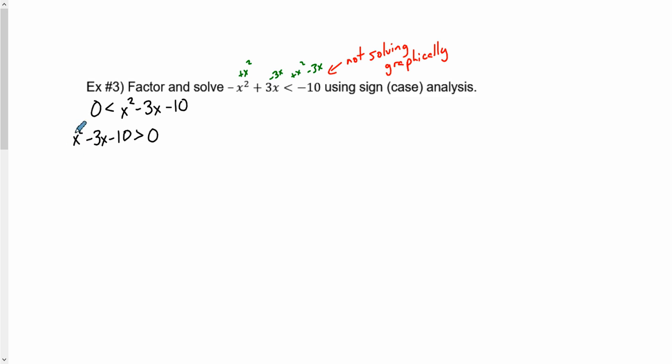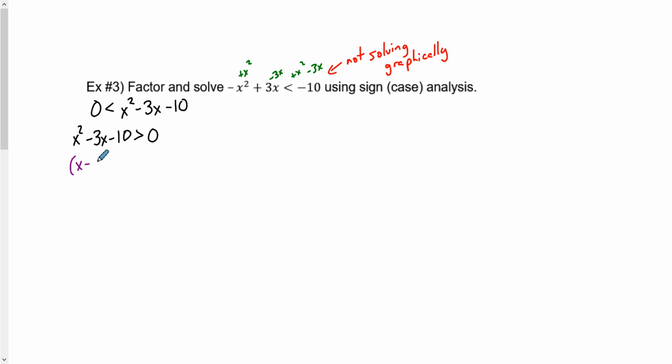We're asking, where is this parabola greater than 0? Otherwise, we're saying, where is 0 less than the parabola? So it's just kind of not the easiest to read. So this is what I encourage you to do, is just put this parabola over on the left-hand side. Beyond that, then we're going to factor.